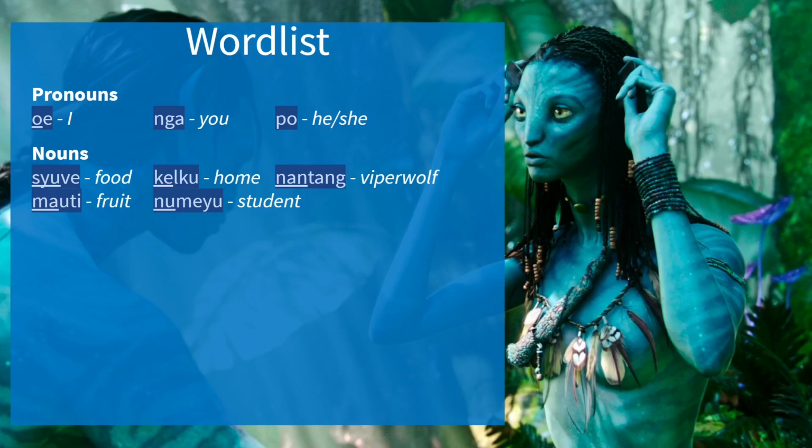Mauti is a fruit. And numeju is a student, so it comes from nume, which is to learn, plus you makes a person who is doing the verb, so a person who nume, a person who learns, so a learner or a student.